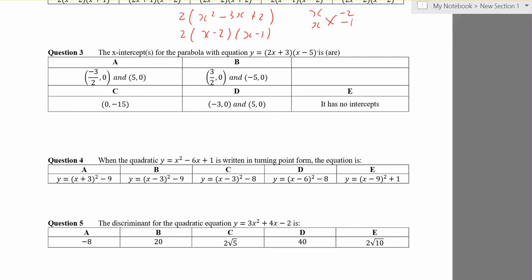Question 3, we want to find x-intercepts. So x-intercepts means y equals 0. Use the null factor law, so either x equals negative 3 over 2 or x equals 5. So the answer should be A.